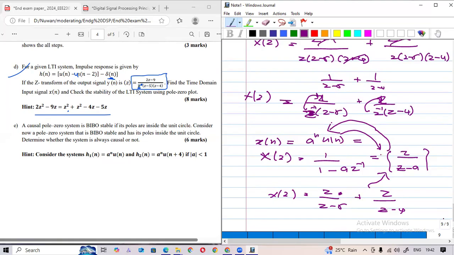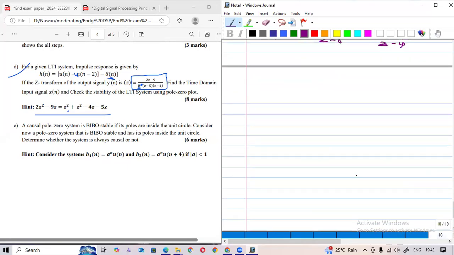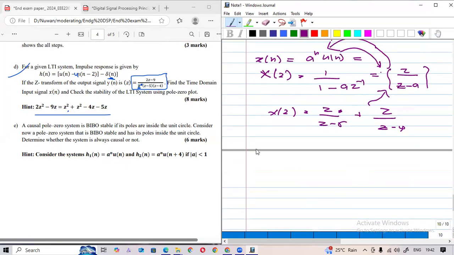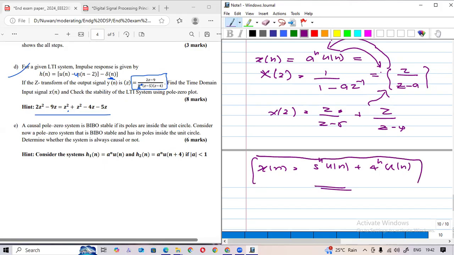So here you can get x[n]. Here A is 5, so it is just 5^n u[n], plus here A is 4, so you will have 4^n u[n]. So you can get the x[n] value like this easily.